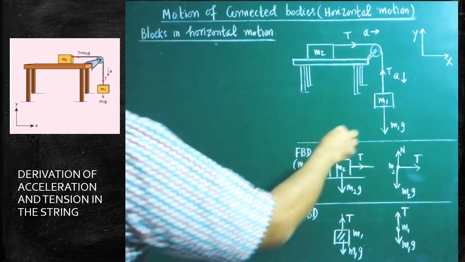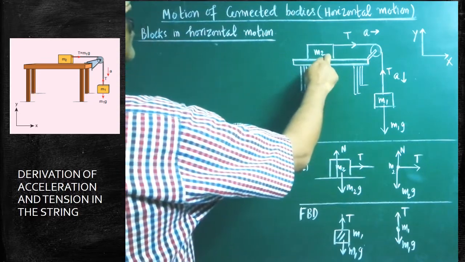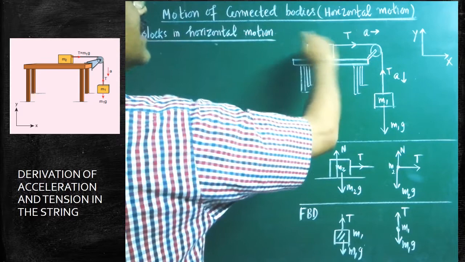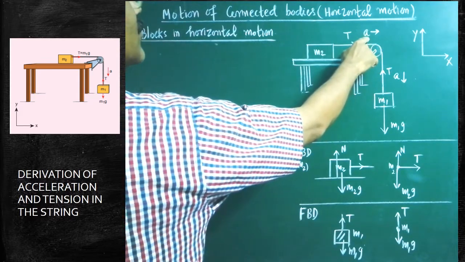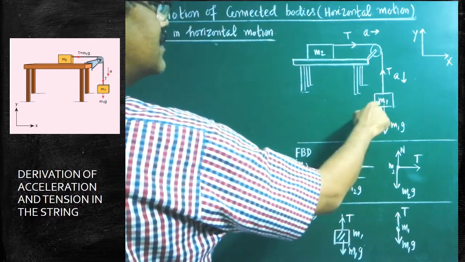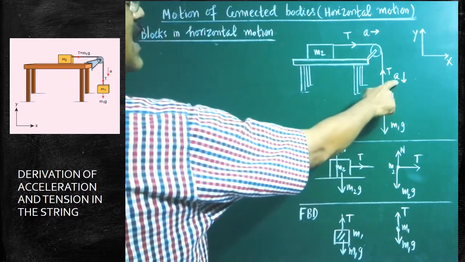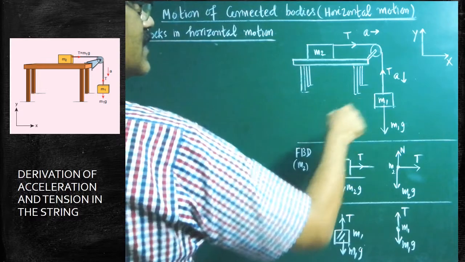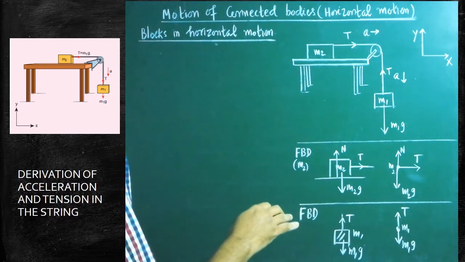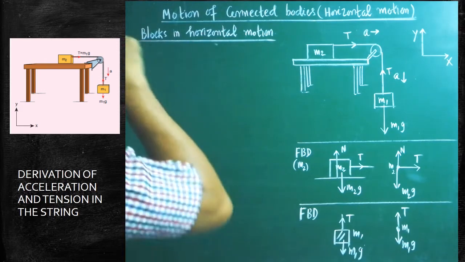Here, because of the pull, mass M2 will be moving in this direction. Therefore, the acceleration of the body M2 must be taken in this direction. This mass M1 is pulled due to gravity, therefore acceleration must be taken in the downward direction. First, you should know the direction of all the forces. Later, you are able to draw the free body diagram.